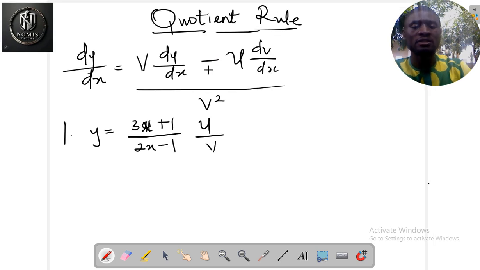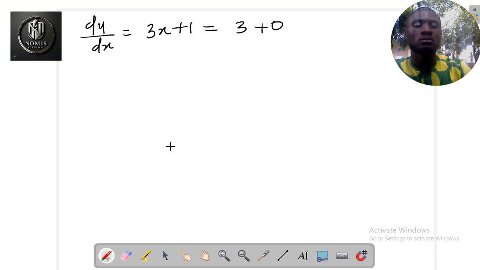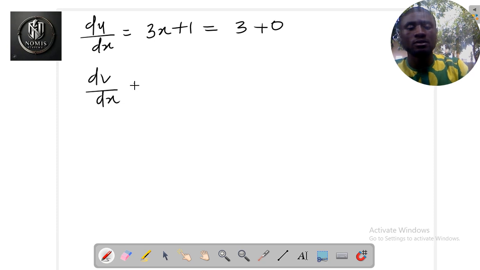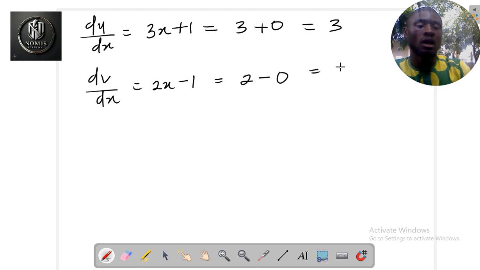Now let's find the value of dv/dx. Remember what our v is, 2x minus 1. For dv/dx, if you differentiate 1, you will have 0. If you differentiate 2x, you will have 2. So this is 2 minus 0. So du/dx gives us 3, and dv/dx gives us 2.